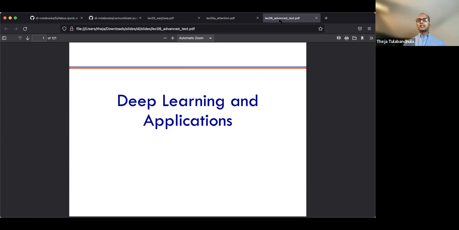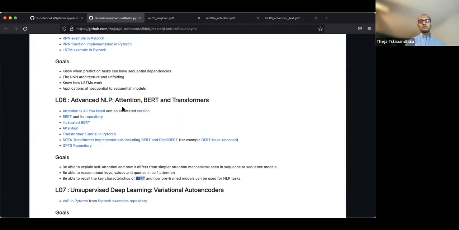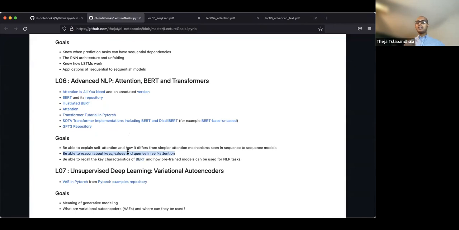We'll look at that, and there will be some vocabulary, in particular keys, values, and queries. We saw that in the lecture goals. We'll try to understand what those are. It's just a name given to some vectors. Vectors are matrices, and we'll understand how they contribute to self-attention. And then, as I said, towards the end, once we understand the transformer architecture, if we have time, we'll talk about how to use it. If not, early on next lecture, we'll talk about it.